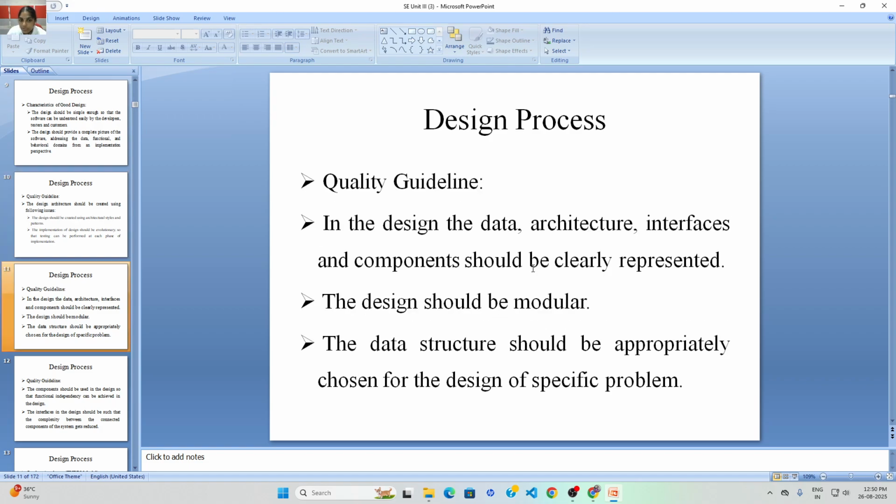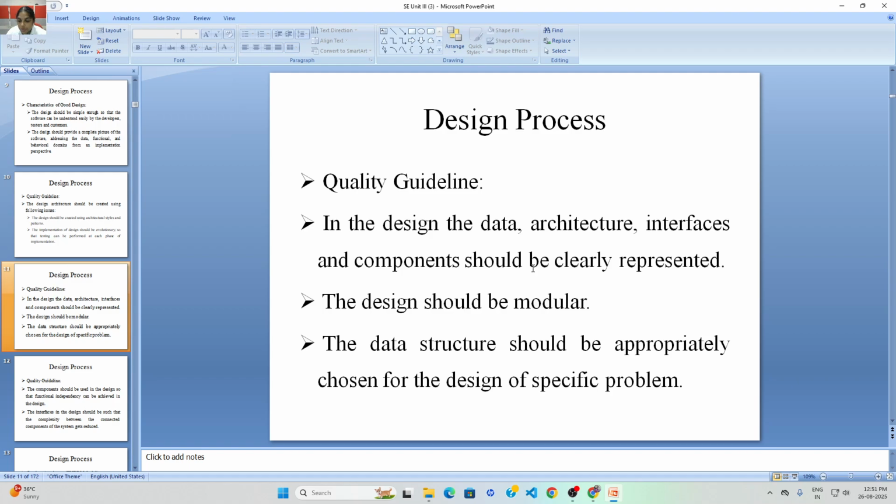Next, third, in the design, the data, architecture, and interface components should be clearly represented, because we have to give the data properly, then the architecture, then what communication is going on in processing that, and what components we have to use. The data should be clearly represented. Then next, the design should be modular. Next point is the data structure should be appropriately chosen for the design.